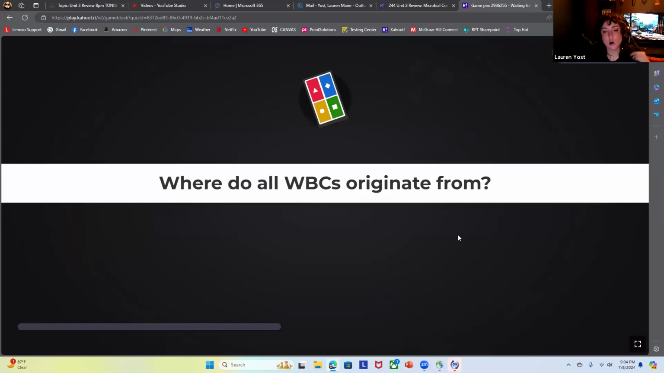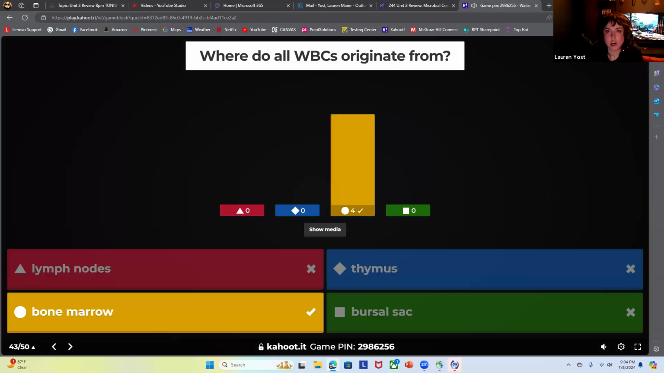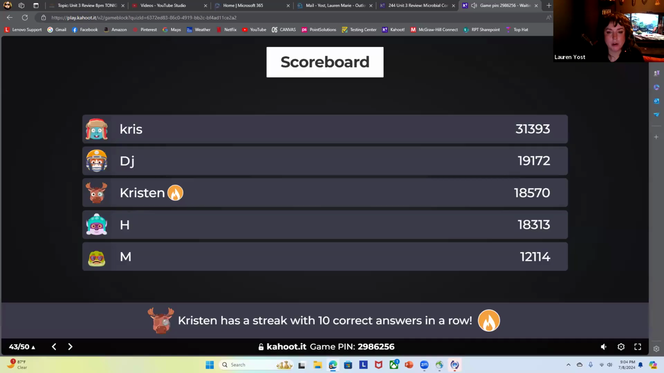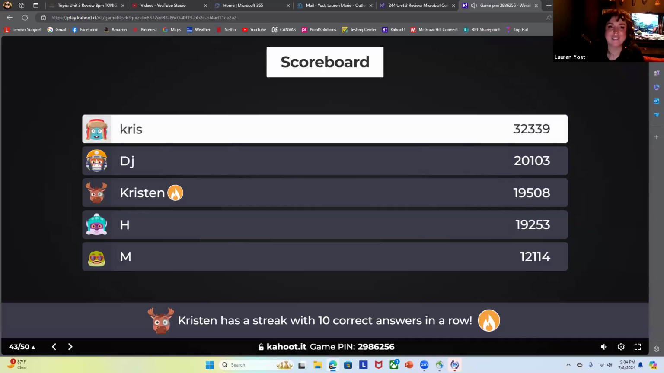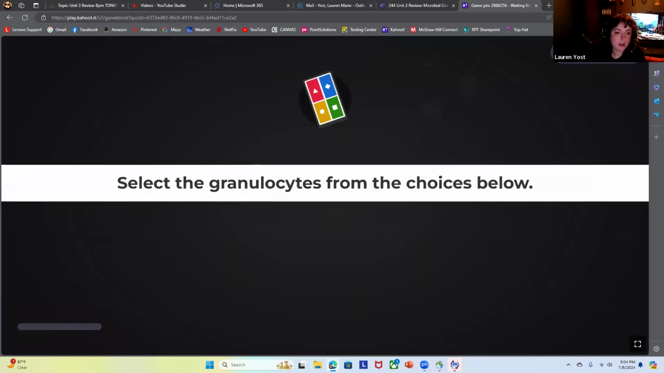All right, where do all white blood cells originate from? Great job, guys. That's exactly correct. Bone marrow. You just got to know that one. All right. This could be more than one. Select the granulocytes.